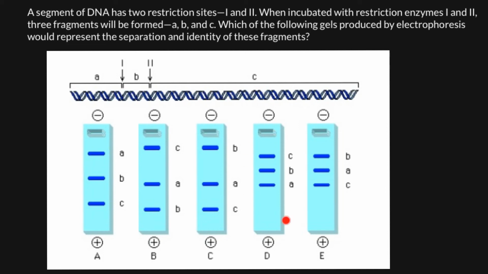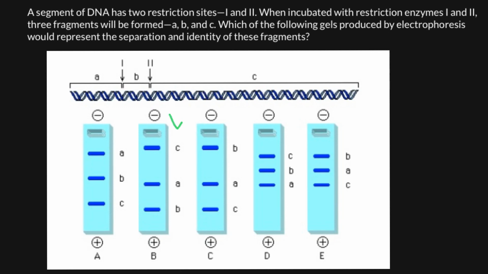So let's now analyze this gel and this gel. So the second heaviest would be fragment A. So we see fragment C here and fragment C here. Once again, the heaviest fragment traveled the shortest distance, the second heaviest is in the second place, and the lightest traveled the longest distance. And this would be the correct answer.